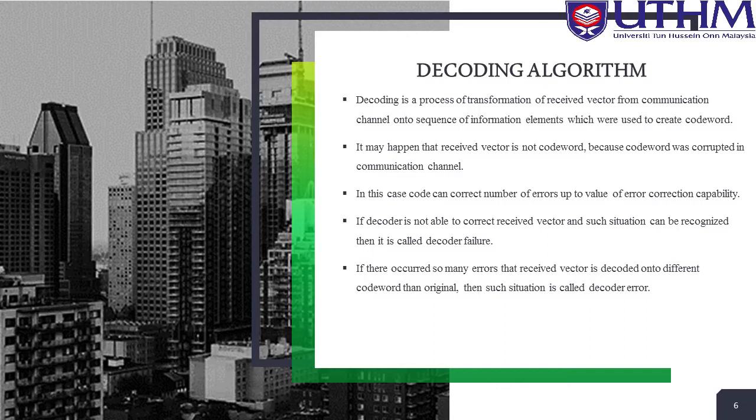If the decoder is not able to correct the received vector and such a situation can be recognized, then it is called decoder failure. If so many errors occur that the received vector is decoded onto a different code word than the original, then such a situation is called decoder error.